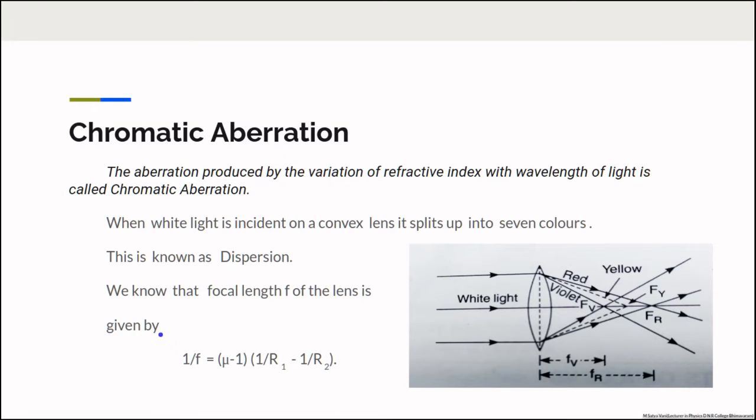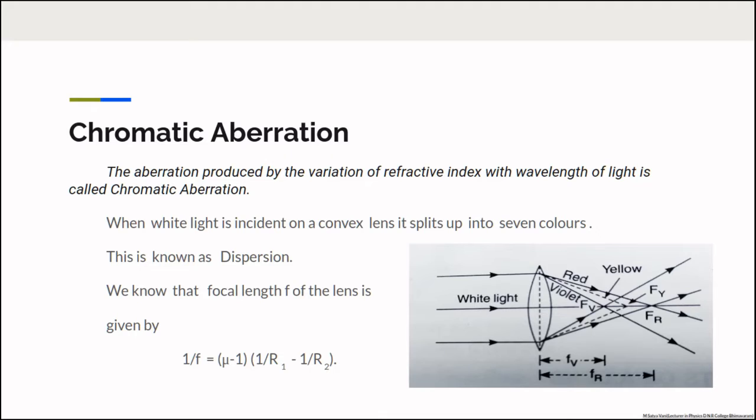First of all, I will discuss chromatic aberration. Chromatic means color. This defect arises due to color. We know that white light is a composite light. When it is incident on a convex lens, it splits up into 7 colors. This phenomenon is known as dispersion.